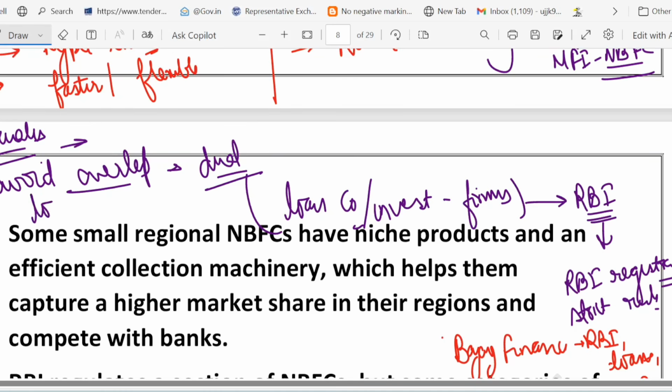Then local control. Yes, this is a super important point. What is the meaning of local control? Try to understand. Chit funds need state-level oversight due to regional variation.